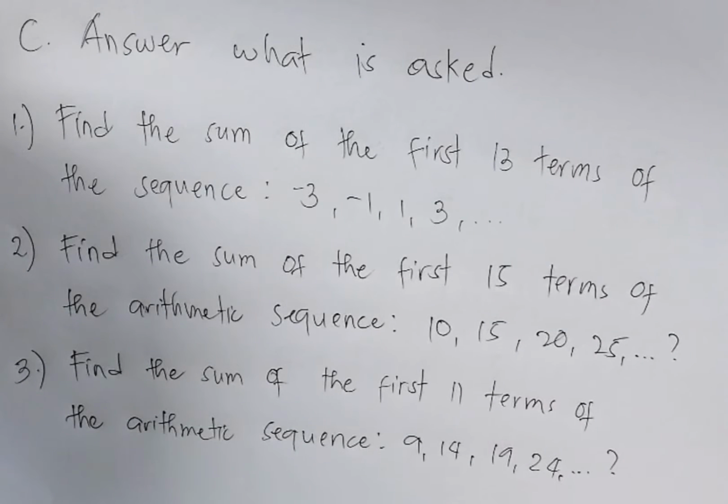Answer what is asked. Number 1. Find the sum of the first 13 terms of the sequence -3, -1, 1, and 3. Number 2. Find the sum of the first 15 terms of the arithmetic sequence 10, 15, 20, and 25. Number 3. Find the sum of the first 11 terms of the arithmetic sequence 9, 14, 19, and 24.